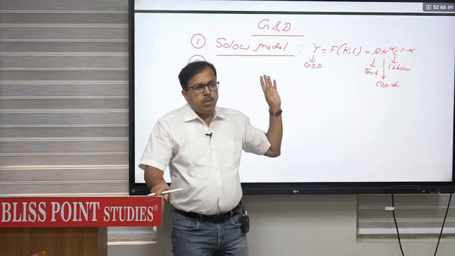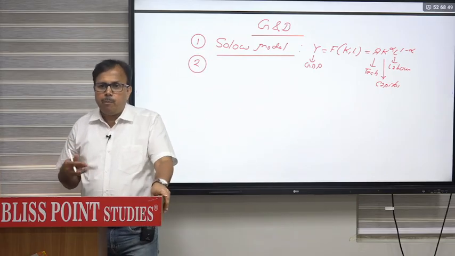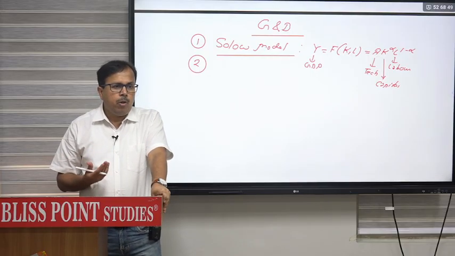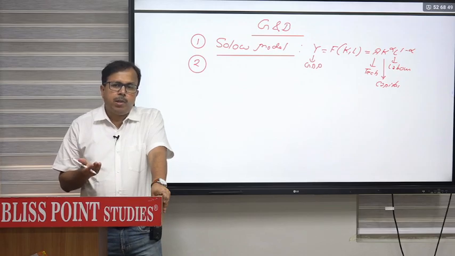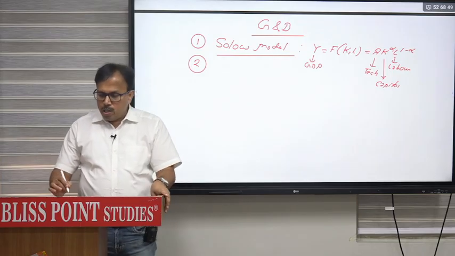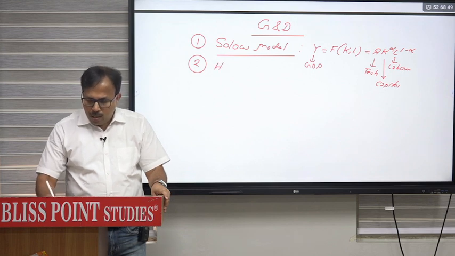So as per this model, the GDP of the economy depends upon technology, capital stock, and labor force. So naturally the growth of GDP will depend upon the growth of technology, growth of capital stock, and growth of labor. So first we will be starting with this, then it is a Harrod model.